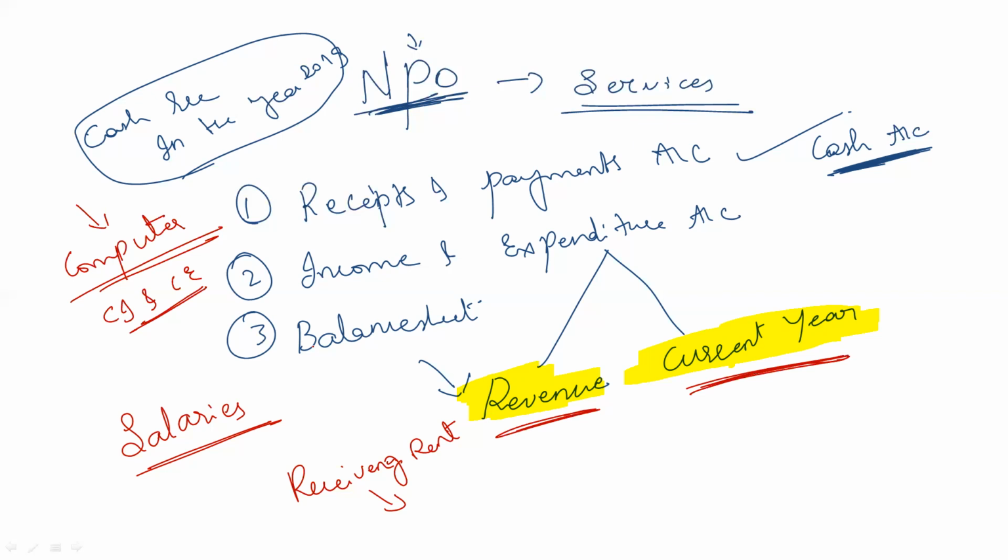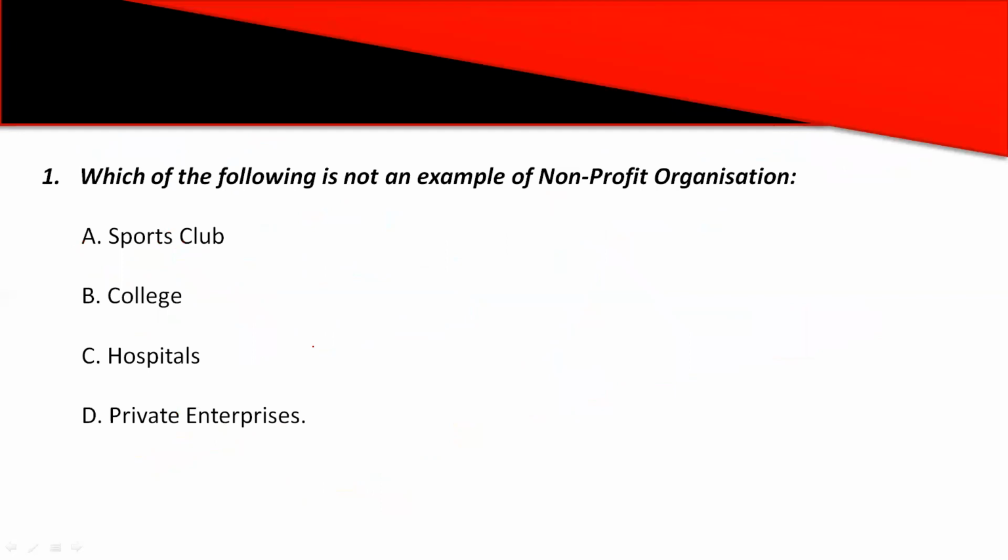Now let us begin with our questions. Which of the following is not an example of an NPO? As I told you, NPOs usually provide services for the society. So check the options.